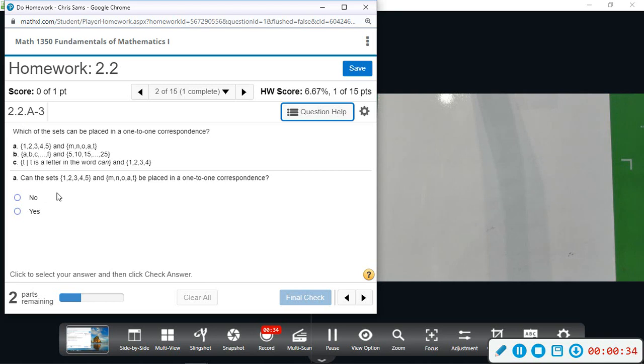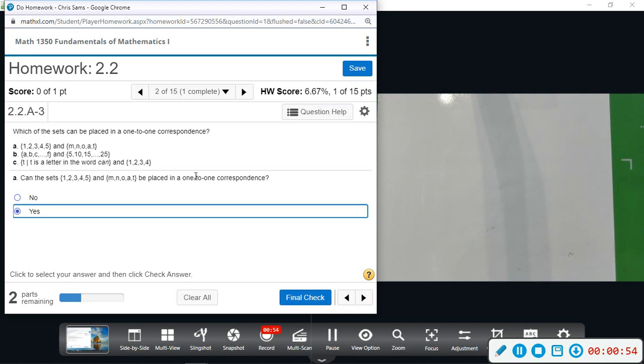So in A, we have the set 1, 2, 3, 4, 5, which has 5 elements. And then we have the set M, N, O, A, T, 1, 2, 3, 4, 5. Okay, so both these sets have 5 elements, which means I could pair one from this set to one from the second set. So this one does have a one-to-one correspondence.